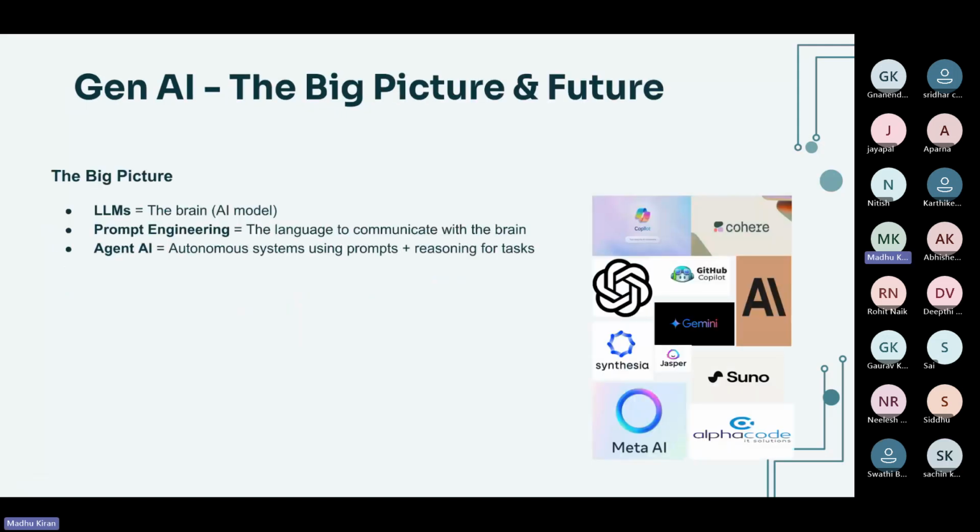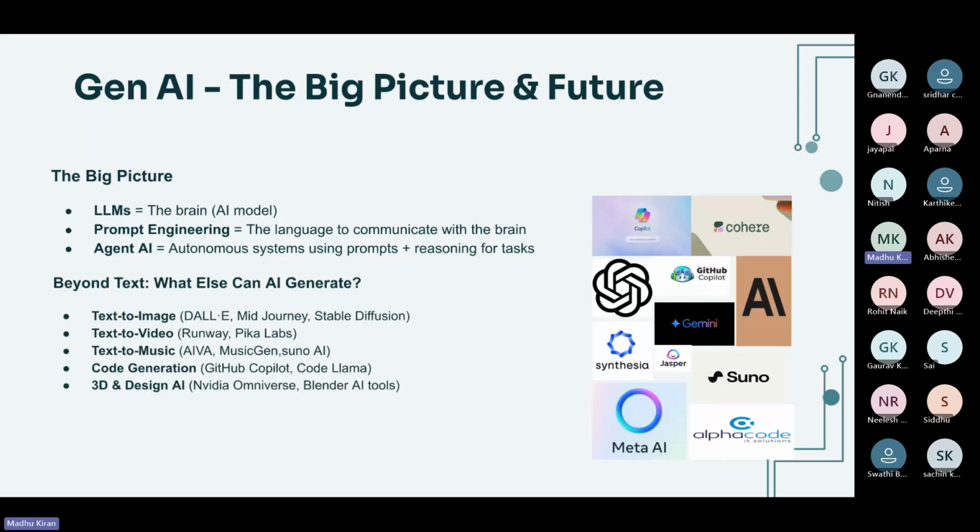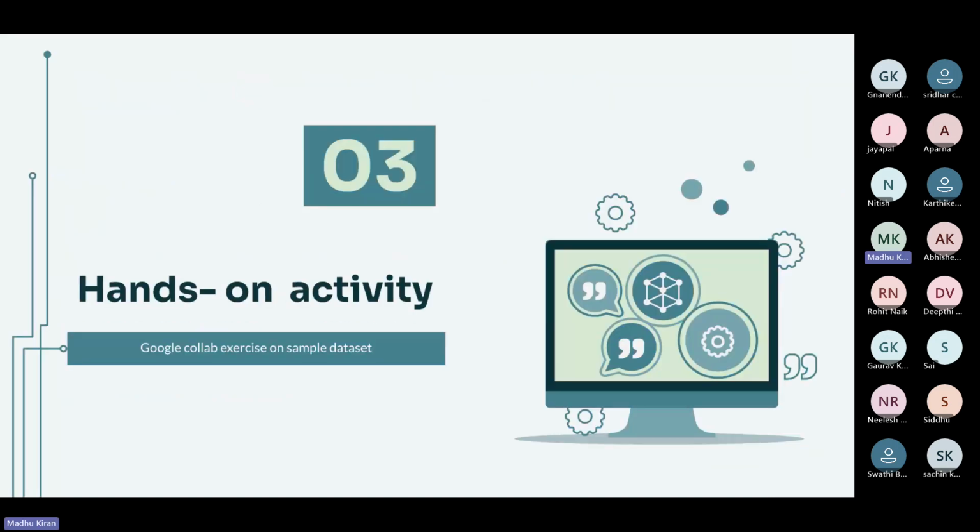The bigger picture here, as a summary: LLMs are the brain. Prompt engineering is the language to communicate with the brain. Agentic AI is autonomous systems using prompts and reasoning for tasks. And what else can AI generate? We are already seeing it's not text to text, it's text to image, text to video, text to music, even code generation and design AI in 3D. So it's doing more than text already. And we already saw generative AI tools.